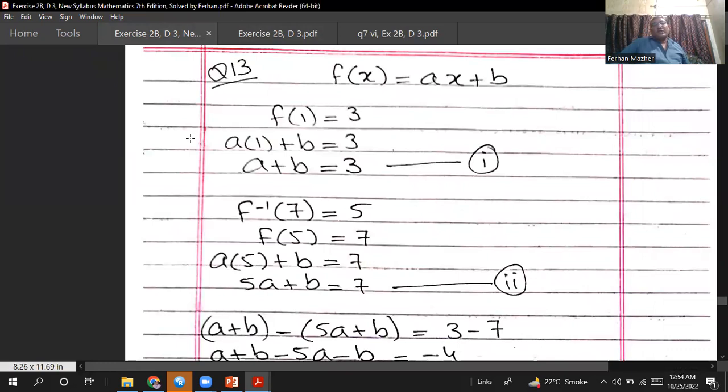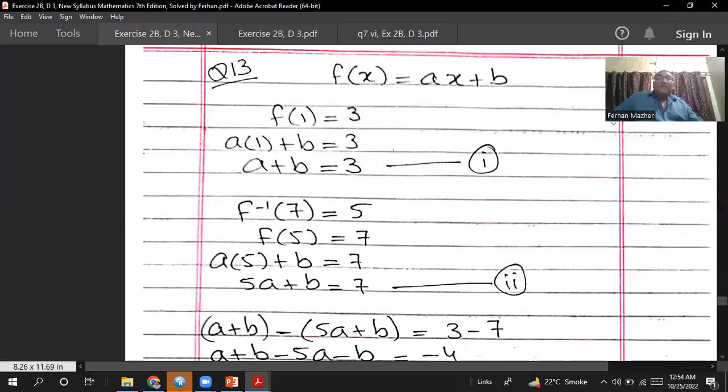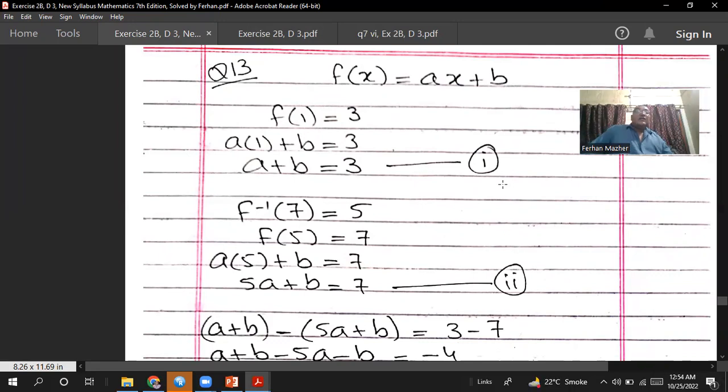So f of x is equal to ax plus b. So f of 1 is equal to 3. So a into 1 plus b is equal to 3, so a plus b is equal to 3. Then they want us to find f inverse. It is given that f inverse of 7 is equal to 5. So that f will go on the other side, and it will become f of 5 is equal to 7. So it means a into 5 plus b is equal to 7, so it will be 5a plus b equals 7.